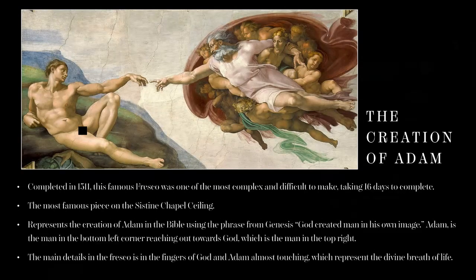It represents the creation of Adam in the Bible, using the phrase from Genesis, God created man in his own image. Adam is the man in the bottom left corner, reaching out towards God, which is the man in the top right. The main details of the fresco are in the fingers of God and Adam, which are almost touching, that represent the divine breath of life. It is also one of the most famous pieces in the world, with many modern depictions of the scene of the hands almost touching.